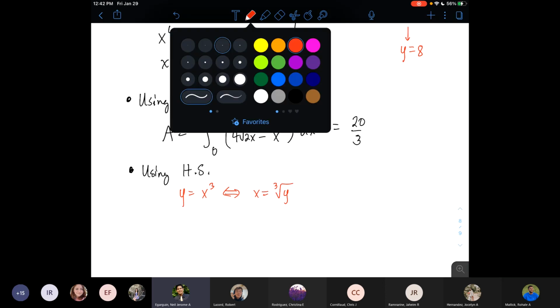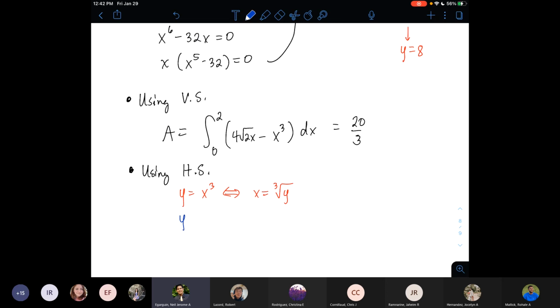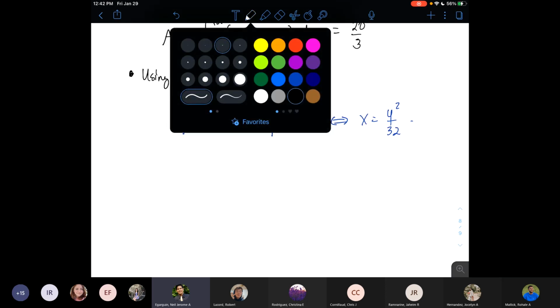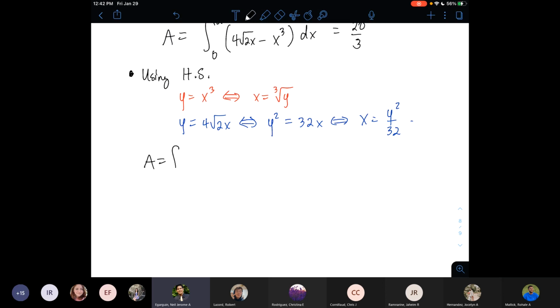And then the other function was y equals the fourth root of 2x. Then we solve for x in terms of y. We square both sides to get rid of the square root, so we get 32x again. And then we divide both sides by 32 in order to get x equals y squared over 32, right? And they will serve in the integrand for the area of the region, okay?